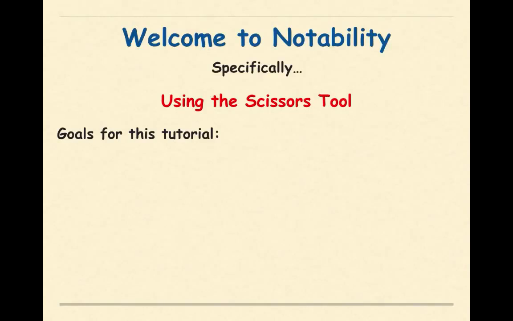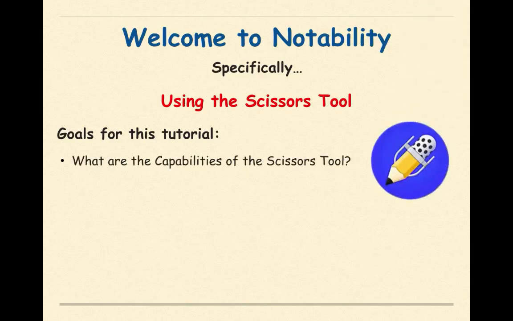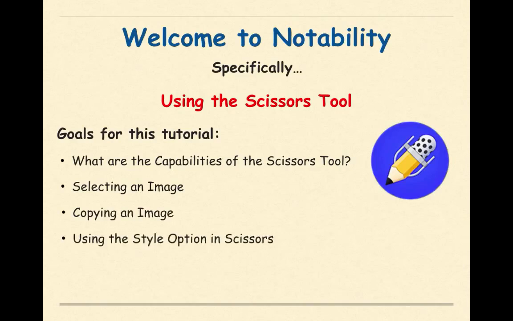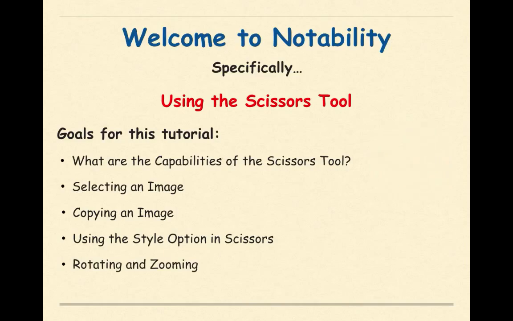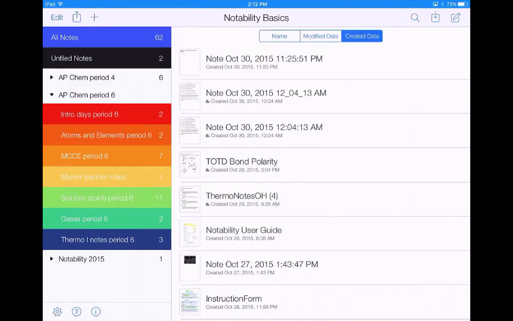Welcome to Notability, specifically using the scissors tool. The goals for this tutorial are: what are the capabilities of the scissors tool, selecting an image, copying an image, using the style option in scissors, and rotating and zooming. How do you use the scissors tool?